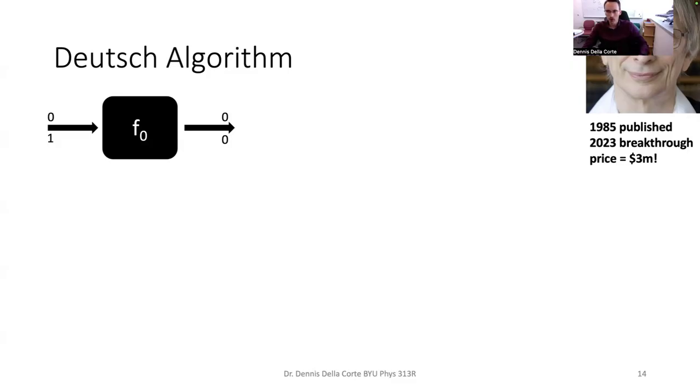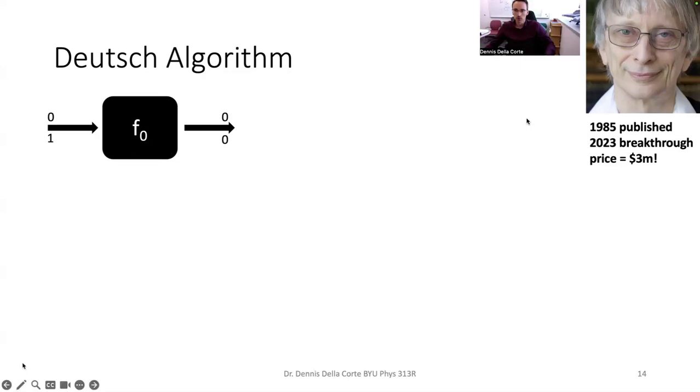He, by the way, won a nice prize. Oh, maybe I'm blocking his face here. You can see he looks pretty happy with himself here. He won $3 million a couple of years ago, the so-called Breakthrough Prize from the Zuckerberg group. Okay, cool. So the Deutsch algorithm.